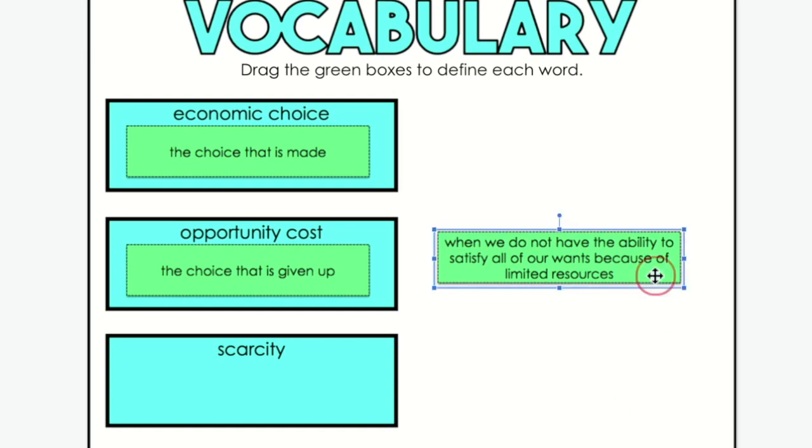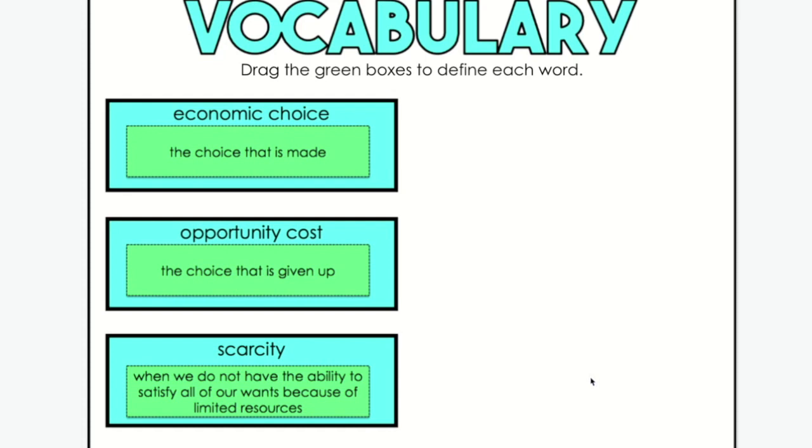And scarcity is when we do not have the ability to satisfy all of our wants because of limited resources. That means that there may not be enough. They're scarce. They're limited.